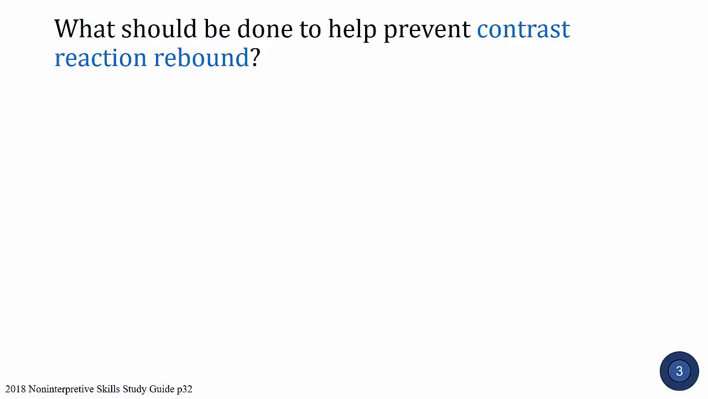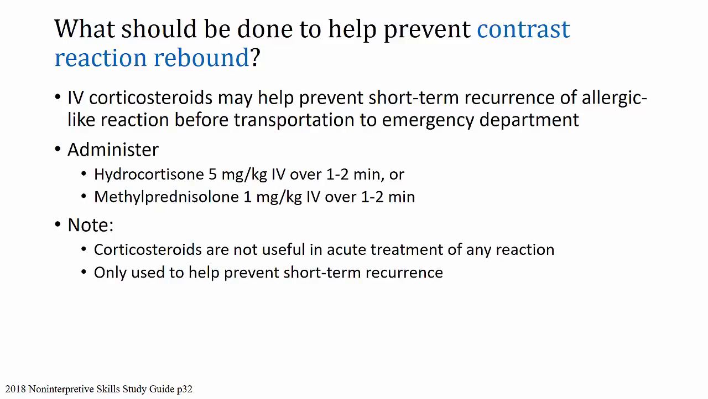Next question, what should be done to help prevent contrast reaction rebound? IV corticosteroids may help prevent short-term recurrence of allergic-like reaction symptoms before transportation to the emergency department. So we can administer 5 milligrams per kilogram hydrocortisone IV over 1 to 2 minutes, or 1 milligram per kilogram of methylprednisolone IV over 1 to 2 minutes. But note that corticosteroids are not useful in the acute treatment of any reaction. They're only used to help prevent short-term recurrence.